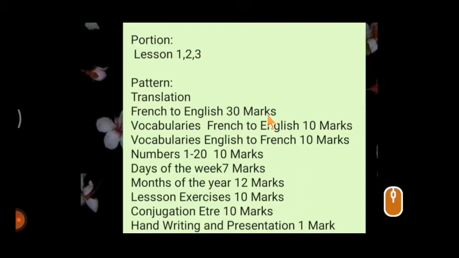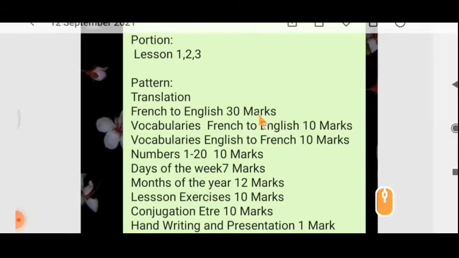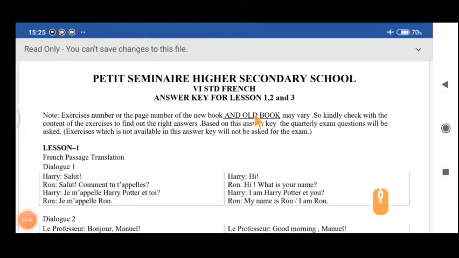Now I will show you the answer key and tell you what will be there in the answer key. Let's discuss on it. Okay, this is your answer key. It will be like this. Petit Seminaire Secondary School, 6th standard French, answer key for lesson 1, 2 and 3. From this answer key you must know few things.